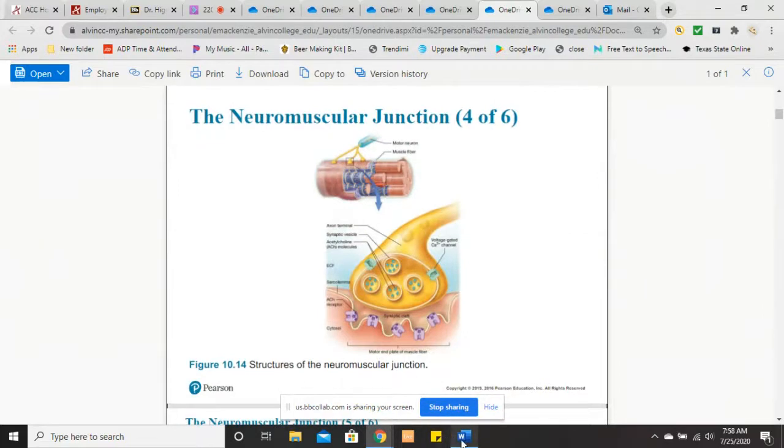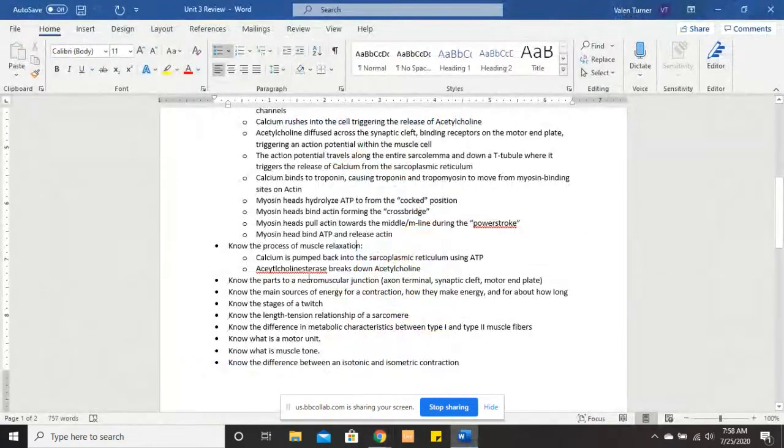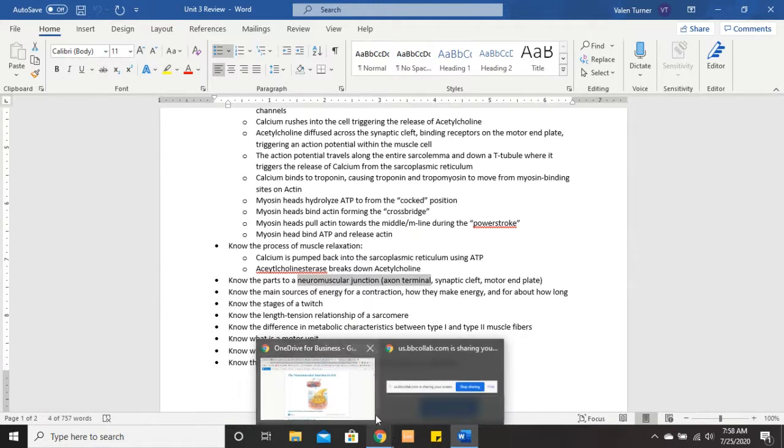You need to know what is a neuromuscular junction, or at least what are the parts to a neuromuscular junction. I put it in your review. It's three parts to it. It's an axon terminal, synaptic cleft, and a motor end plate.